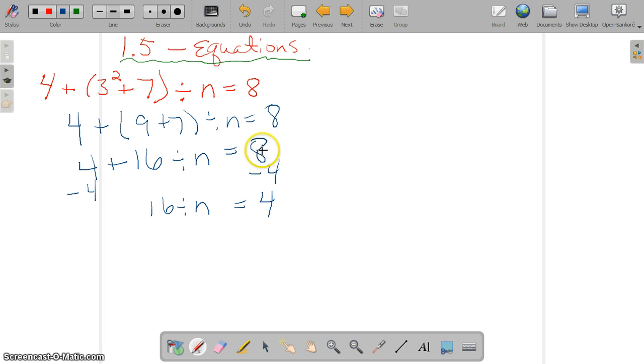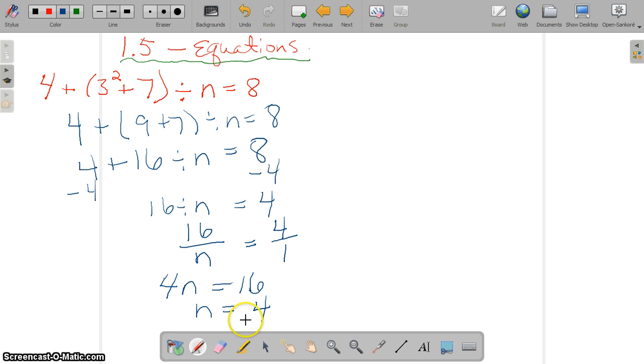Okay, now I suggest you rewrite this way. It makes it much, much easier. 16 divided by n equals 4 over 1. If you remember this, you can cross multiply and get your answer, or you can multiply both sides by n. That will work as well. So I'm going to cross multiply and do 4n equals 16. So now hopefully you can see that n has to equal 4 when you divide both sides by 4. So that is your solution.